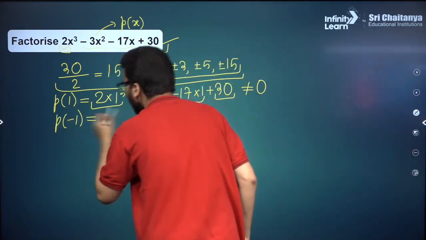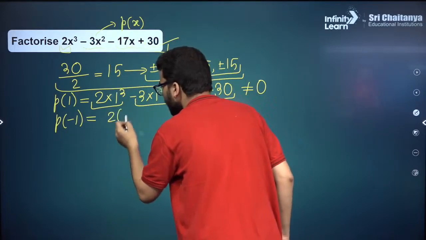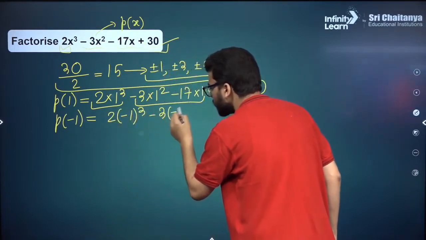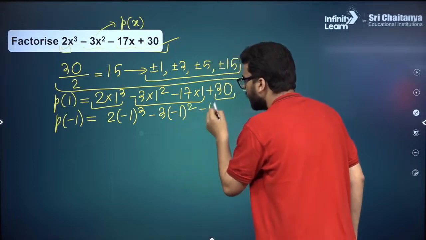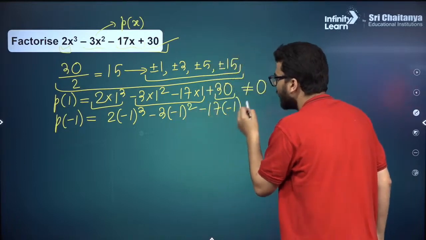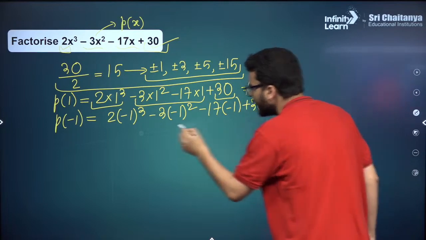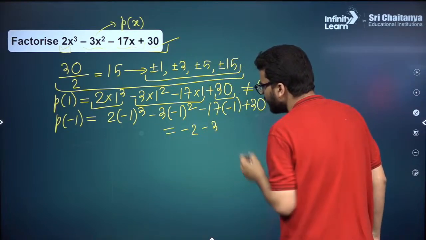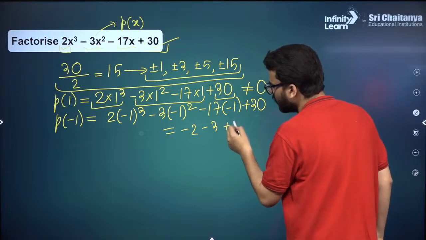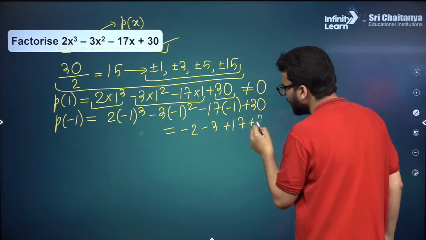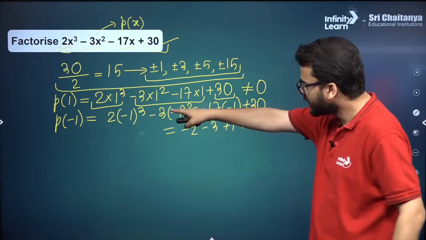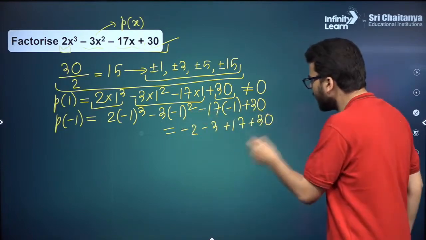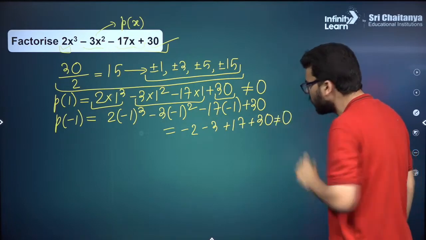So let us find p of minus 1. In the polynomial we will put x is equal to minus 1. This is a very important thing. Please try to understand that. Okay. So x is equal to minus 1 we will find, and are we getting equal to 0? Let's calculate. This is minus 2 minus 3 and this is coming out to be plus 17 plus 30. I think this is not equal to 0 again. Let us check it once again. So minus 2 minus 3 plus 17 and that is 30. This is not equal to 0 again, right?